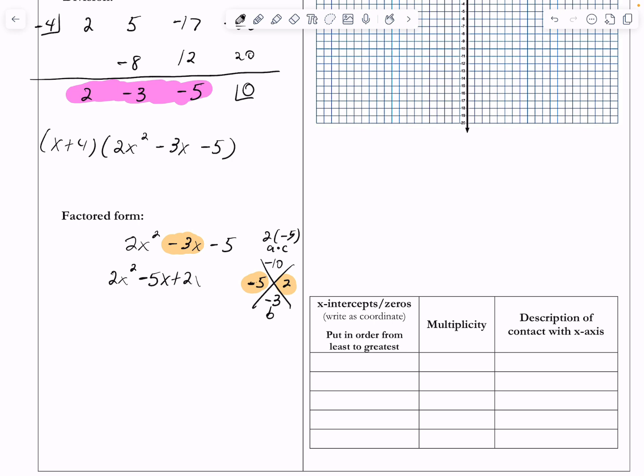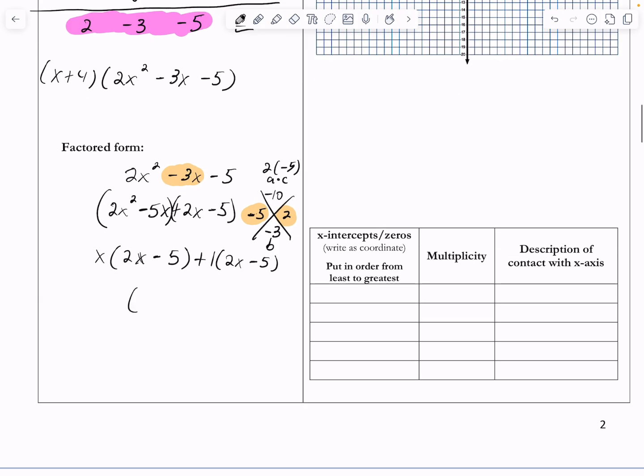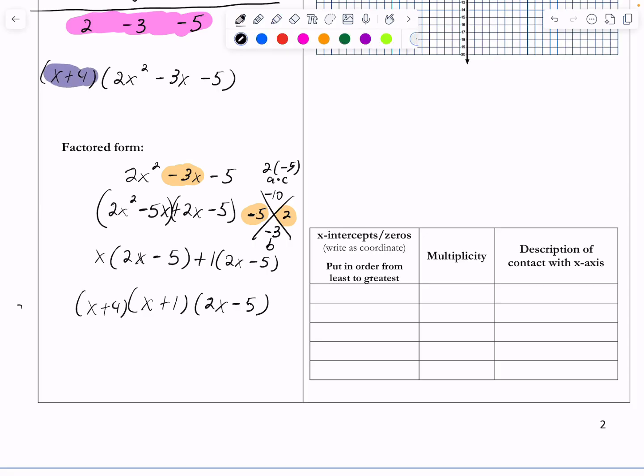Plus 2x minus 5. I'm going to factor by grouping. So I'm going to factor out x times 2x minus 5, and then factor out a 1. That leaves me with 2x minus 5. So bring down the x plus 1. The 2x minus 5 they share. And don't forget to bring down this original factor, x plus 4. So this is the fully factored g of x function.